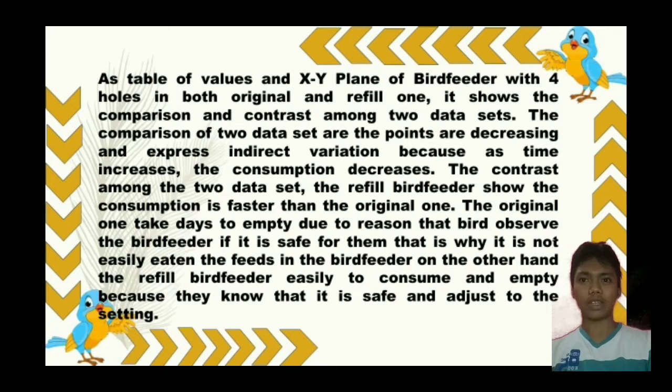The original one takes days to empty due to the reason that the birds observe the Birdfeeder if it's safe for them. That is why the feeds in the Birdfeeder are not easily eaten. On the other hand, the refilled Birdfeeder is easily consumed and emptied because they know that it is safe and adjust to the setting.